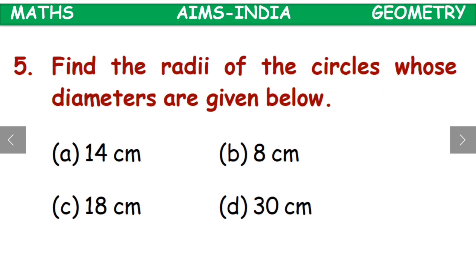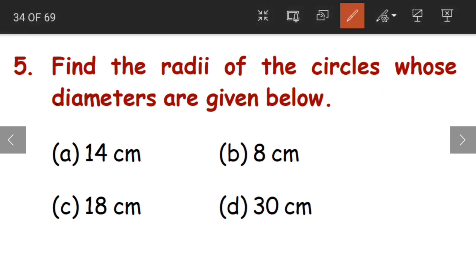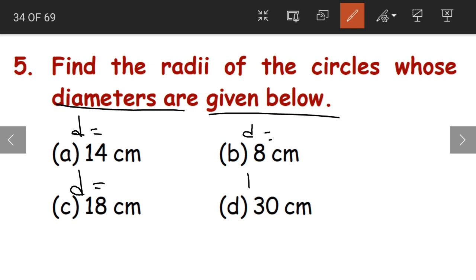Find the radii of the circle whose diameters are given below. What are given below? Diameters are given below. So that means diameter is equal to 14, diameter is equal to 8 centimeters, diameter is equal to 18 centimeters, and diameter is equal to 30 centimeters. The diameters for the given circles are already given.